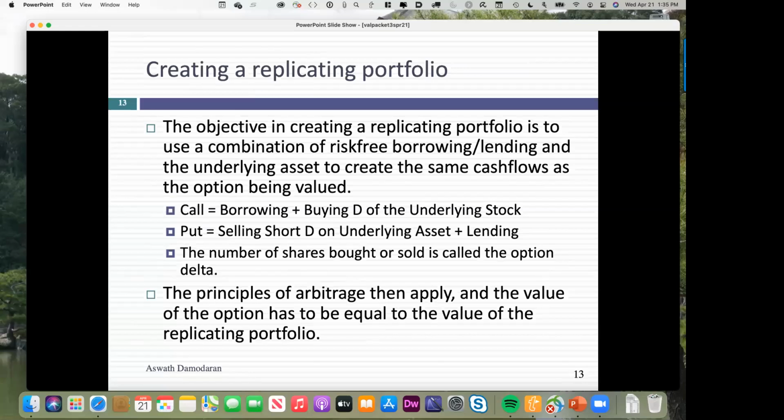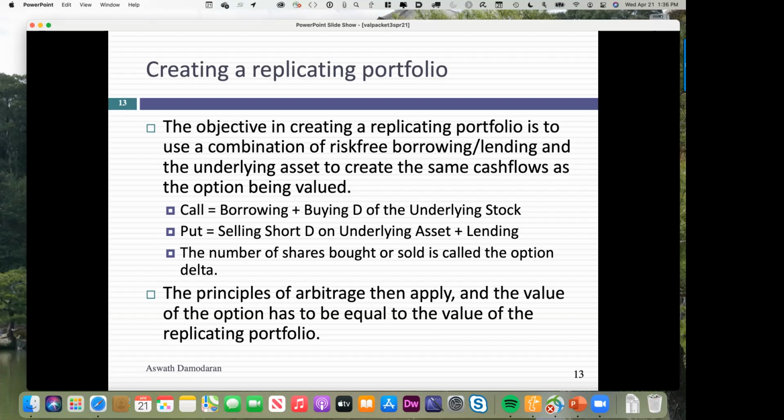So let's talk about the process of creating a replicating portfolio. To create something that looks like a call option, here's what I need to do. I need to borrow money and buy shares in the underlying stock. You're saying, how much do I borrow? How much do I need to buy? That's what the option pricing model will give you the answer to. You borrow $50 and buy 0.8 shares of stock. You've created something equivalent to a call option.